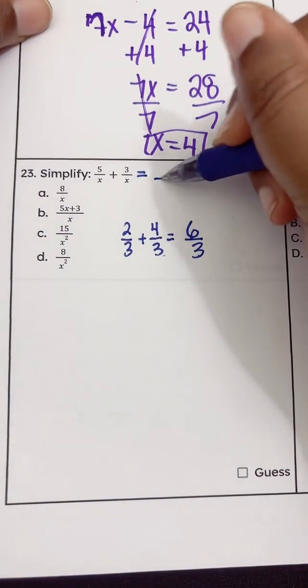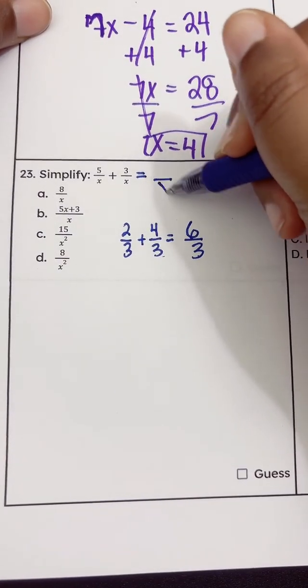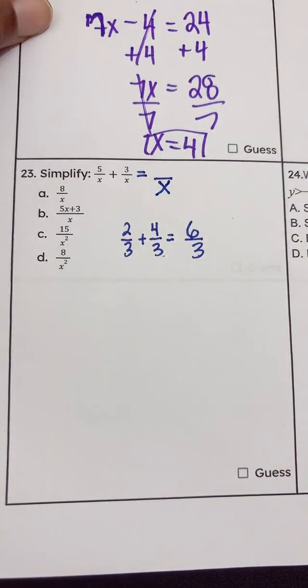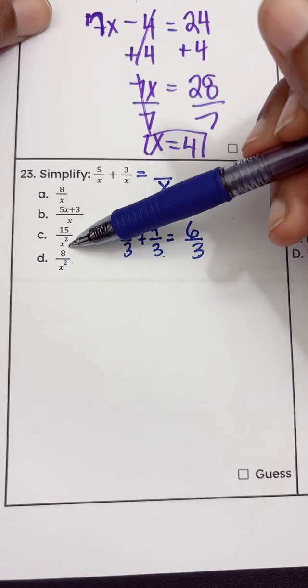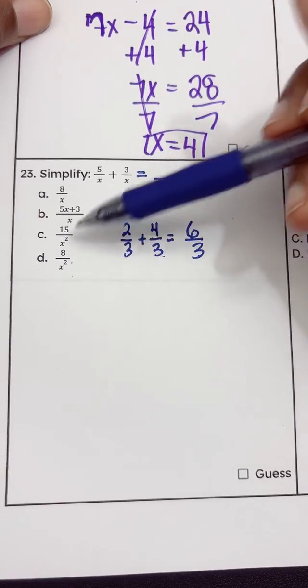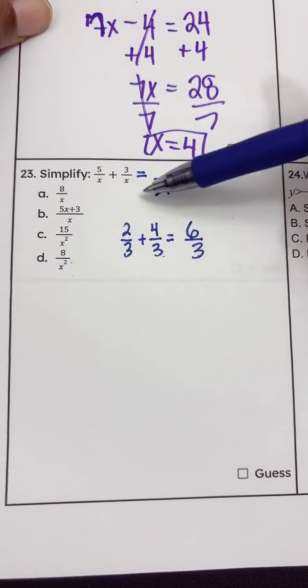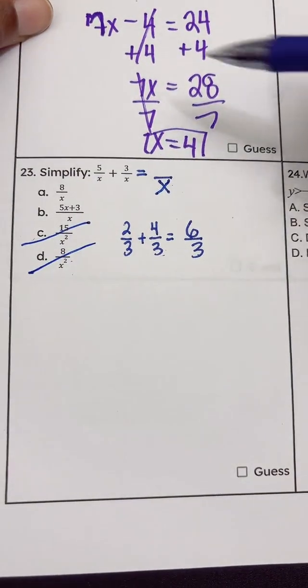So our denominator has to stay the same. We cannot get this or this. This is trickery to us, because when we add fractions, the denominator just stays the same. Good. So this is just to throw us off.